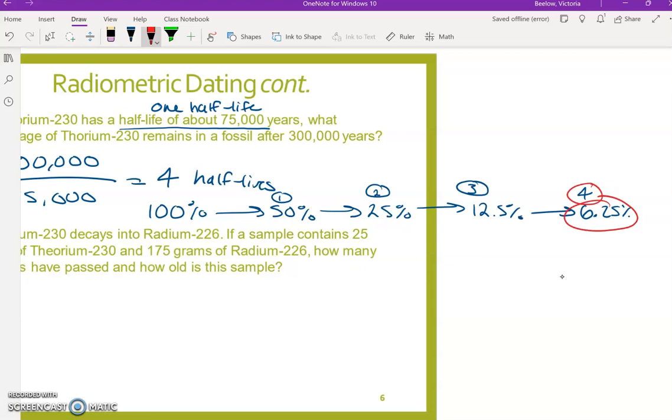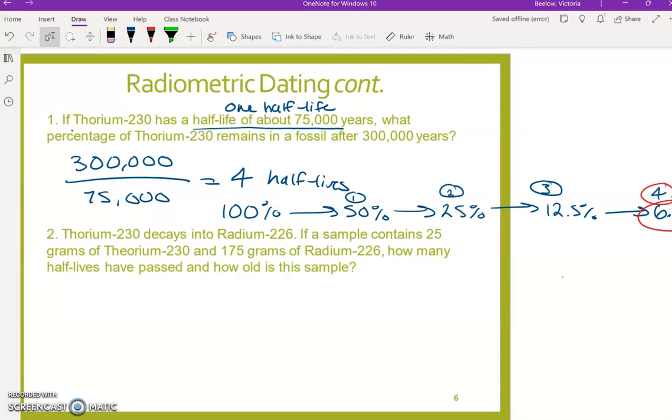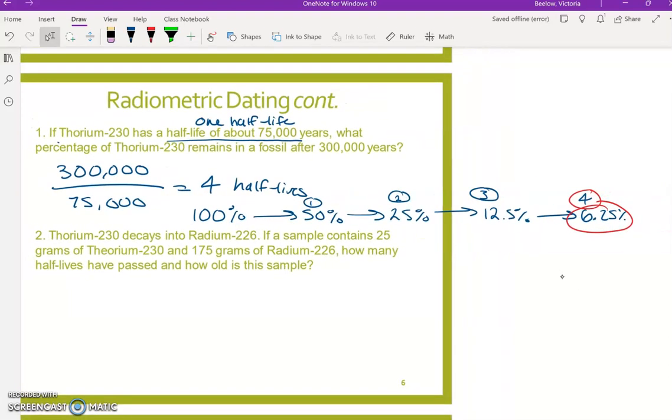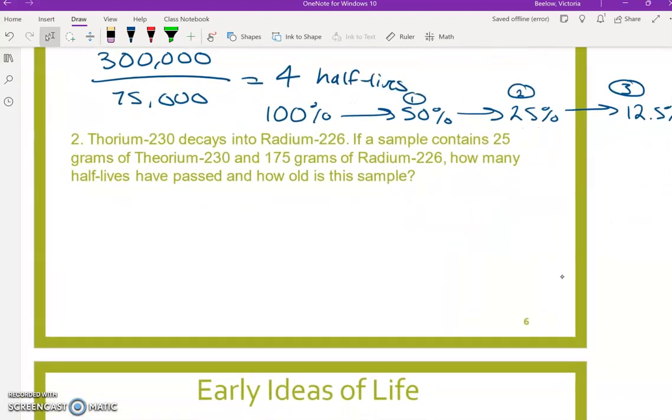So we really want to figure out how many half-lives have passed. And this is one way to do it mathematically. Again, I took the total amount of time that had passed and I divided it by how long one half-life is to find how many half-lives have passed. And then I figured out percentage-wise, what would be left over? So let's do another problem.